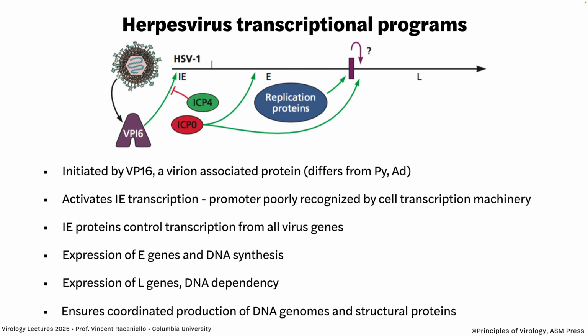So then you have immediate early transcription. You have a protein, ICP0, that then goes on to activate the early promoter. That makes mRNAs encoding replication proteins. That stimulates DNA replication and turns on the late mRNAs, which encode the structural protein. So very much like SV40 and adenovirus, it's just that the details are different. And again, the regulation ensures coordinated production of DNA genomes and structural proteins.